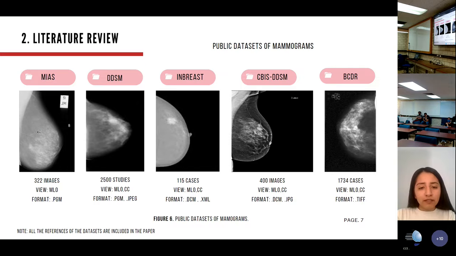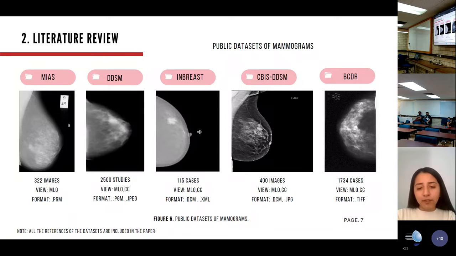Mammographic Image Analysis Society, MIAS, which contains 322 images in .pgm format with MLO view. Digital Database for Screening Mammography, DDSM, contains about 2,500 studies. Each study includes two images of each breast with MLO and CC view.